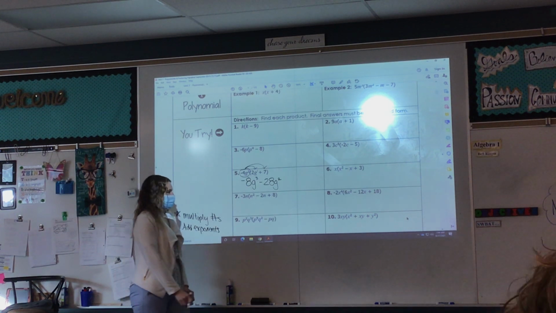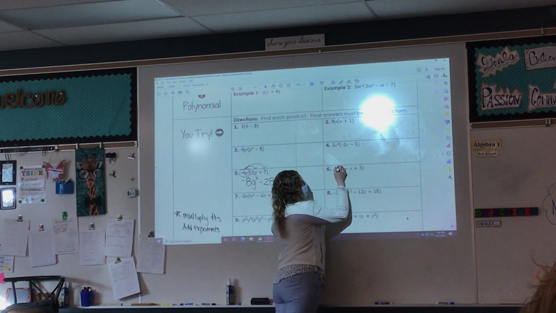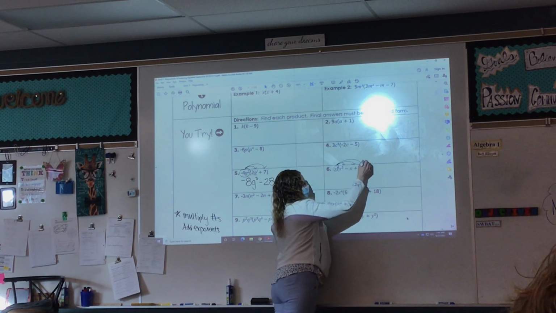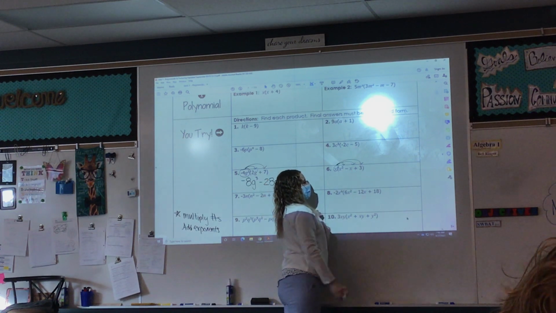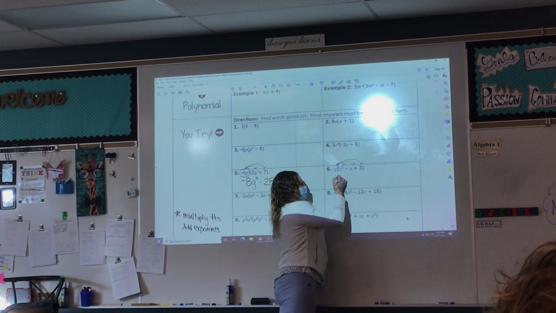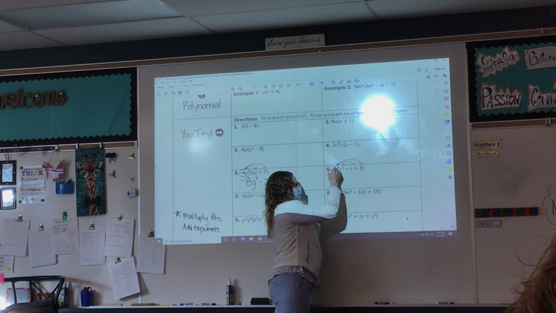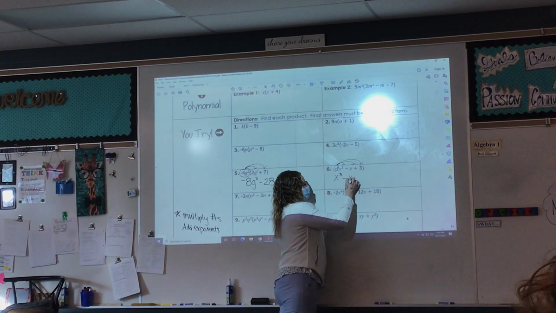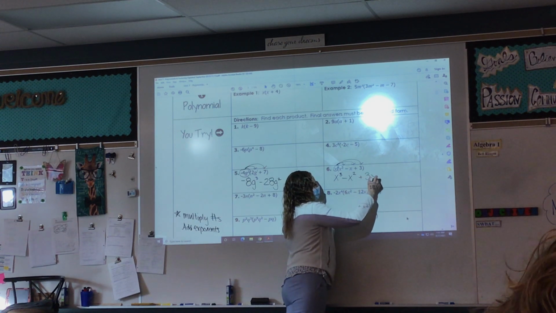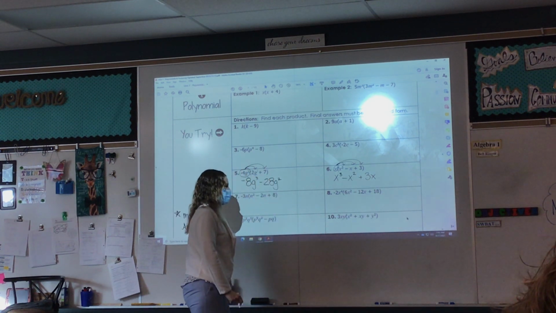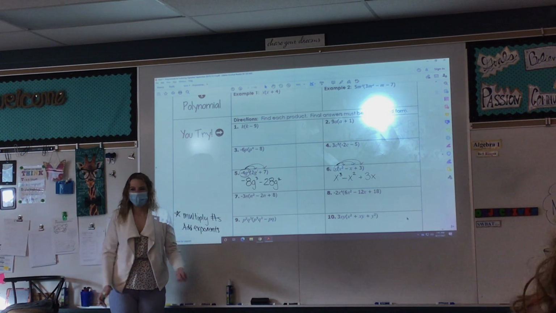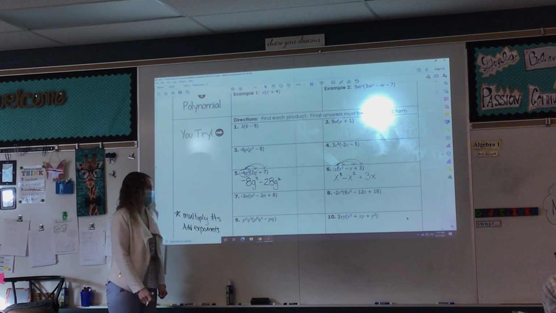Let's look at number 6. We know that the exponent on that x is technically a 1. I'm going to distribute that x to everything inside my parentheses. We've got 3 terms in there. That's a trinomial. So x times x squared would give me x to the 3rd. X times negative x would give me negative x squared. X times 3 would give me positive 3x. Is it starting to make sense? Multiply your numbers, add your exponents.